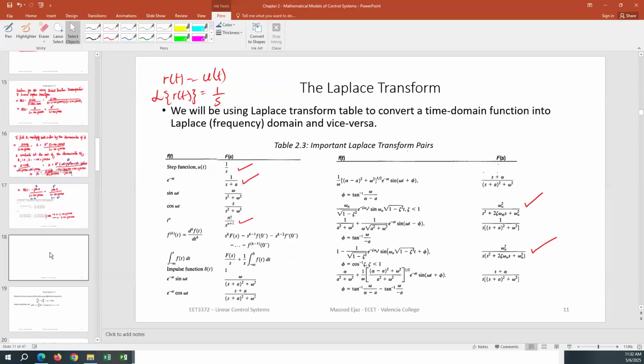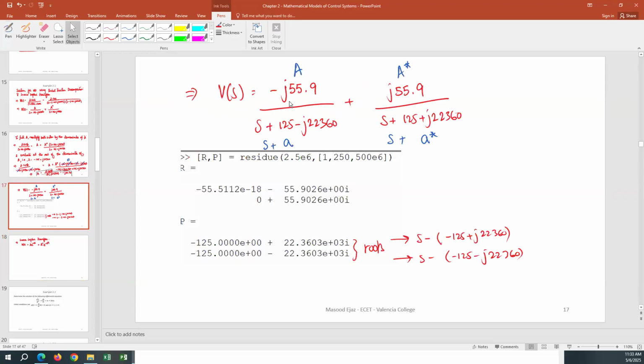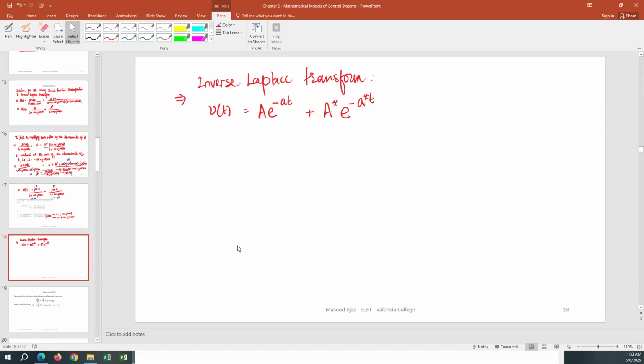So let's go back. And we're going to write down first the inverse Laplace transform, which will give us v(t) from V(s), and that is going to be A e to the power negative at plus A conjugate e to the power negative a conjugate t. That's what we are getting here, right? Of course, we know the value of A, and we know the value of lowercase a and uppercase A, both. So let's put down those values.